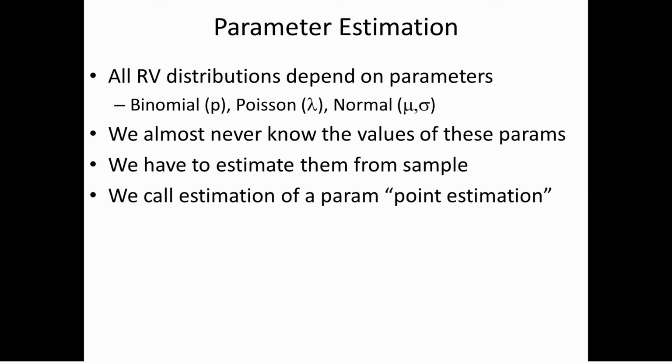When we estimate the value of a parameter, we only get a single value, a point. Very often we want to put an error bar around that estimate, because we know the estimate is almost surely not going to be equal to the value of the true parameter. When we put that error bar around it, sometimes we call that interval estimation or a confidence interval. But right now we're only interested in point estimation.